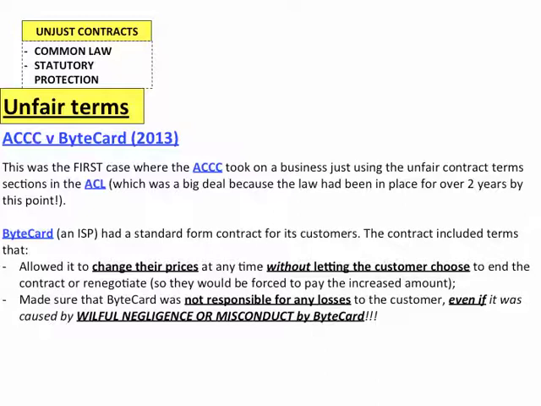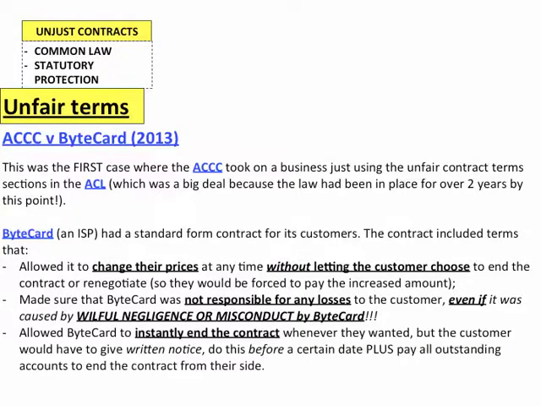It also made sure that ByteCard was able to instantly end the contract whenever they wanted, with no notice, nothing, right? But on the consumer side, if they wanted to end the contract, they needed to give written notice, and they needed to do it before a certain date in the month. Plus, they had to pay out the rest of the contract from their side. So, having ByteCard being able to do that, does that fit in with the criteria I gave you for unfair contract terms? Well, the federal court decided yes, it does.